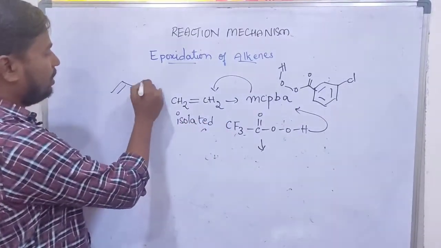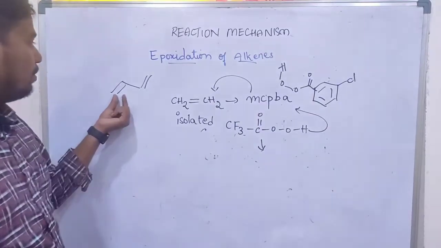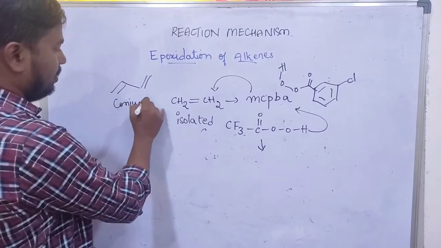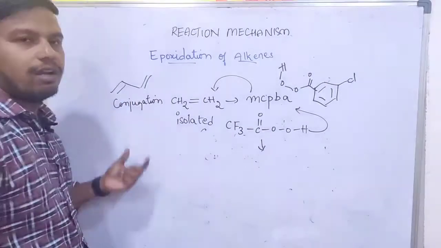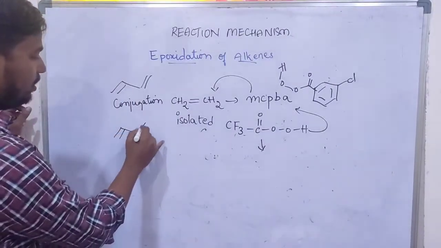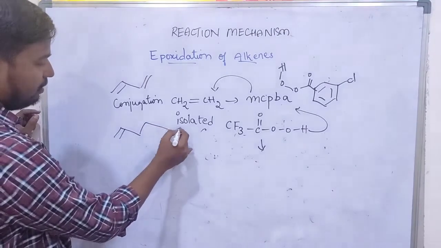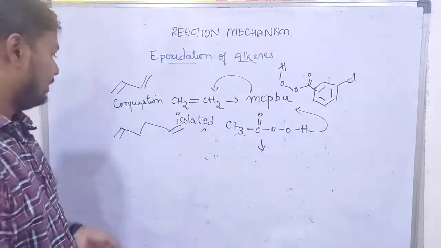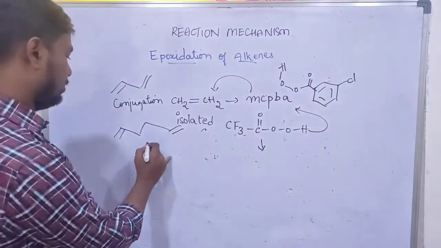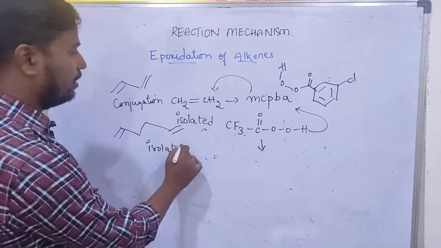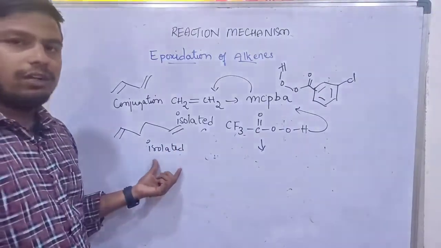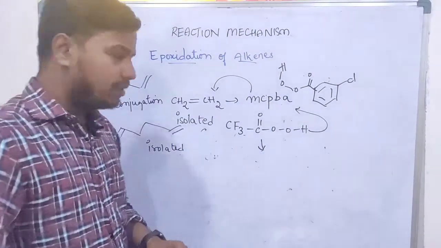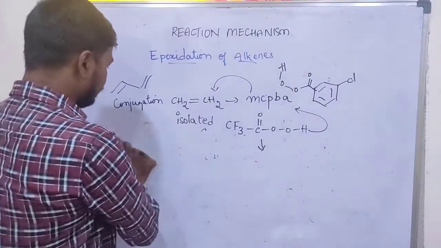Conjugation means the presence of alternate double bonds. So one double bond here and then no double bond, this is called conjugation. If you carefully observe this particular molecule, these two are isolated olefins or isolated alkenes. See, there are no alternate double bonds, so it is considered isolated. Metachloroperbenzoic acid is especially used for these isolated ones. Understood? Now we will understand the mechanism.